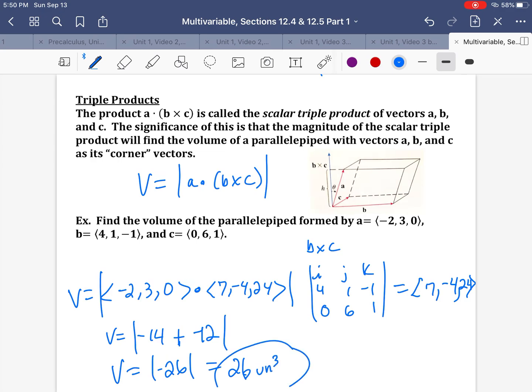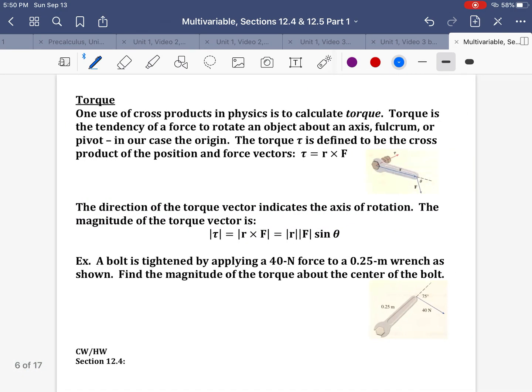All right, so it'd be the volume of that kind of like squished parallelogram, right, or prism. All right, so the last little thing in this section is about torque.